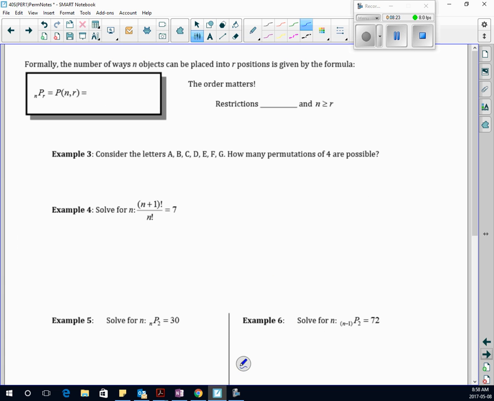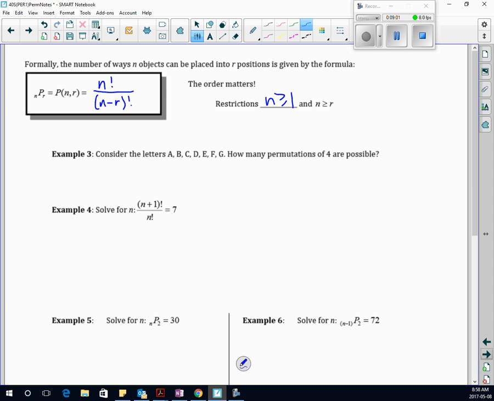The number of ways n objects can be placed into r positions is given by the formula nPr, or n with a bracket n r, is n factorial over n minus r factorial. This is a formula on your formula sheet. Okay, so the restrictions are n has to be greater than or equal to 1, and n has to be greater than or equal to r.